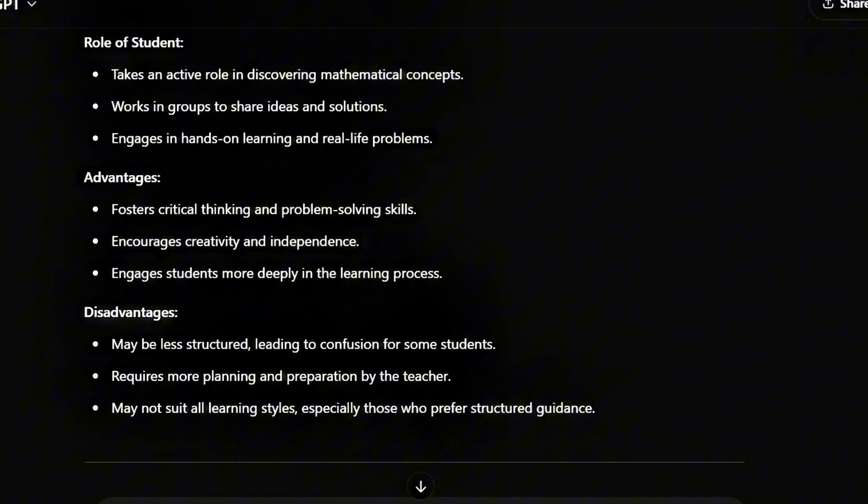Advantages: fosters critical thinking and problem-solving skills, encourages creativity and independence, engages students more deeply in the learning process. Disadvantages: may be less structured, leading to confusion for some students. Requires more planning and preparation by the teacher. May not suit all learning styles, especially those who prefer structured guidance.